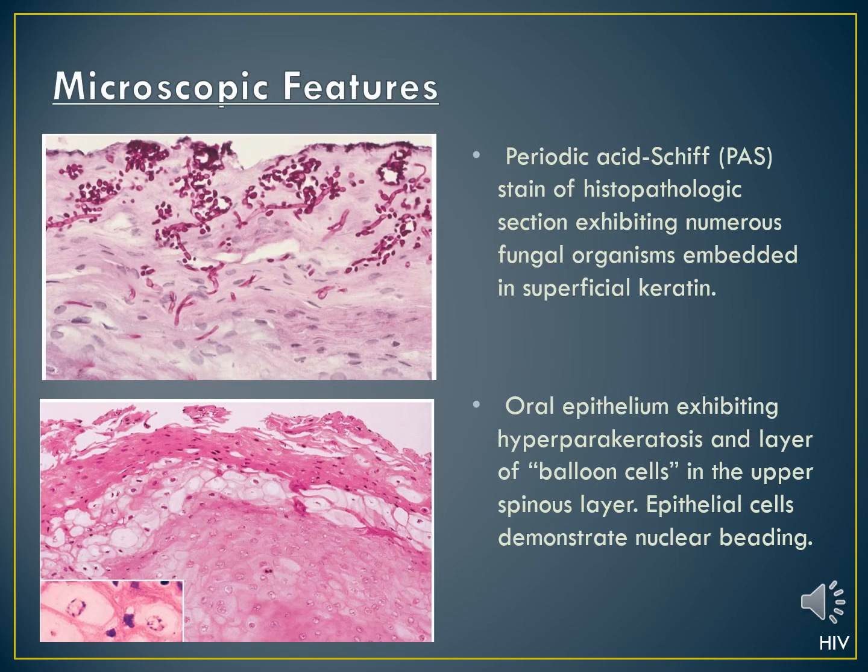The microscopic features of HIV can be seen by using the periodic acid-Schiff stain, which is also known as PAS stain. By using this stain, we can see that there are numerous fungal organisms embedded in the superficial keratin, and oral epithelium exhibiting hyperparakeratosis and a layer of balloon cells in the upper spinous layer can be seen. There are also epithelial cells that demonstrate nuclear beading, which can be seen in the picture below.